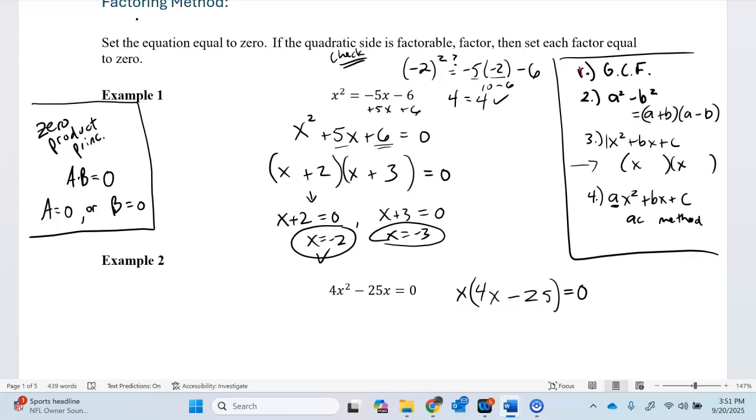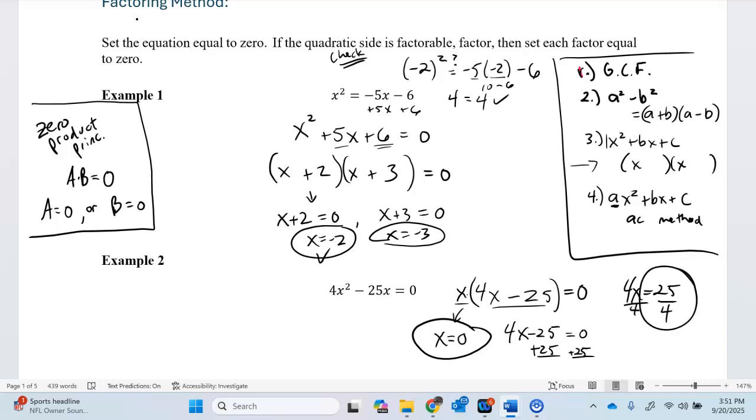And then what's left? Well, I can't do anything else because I don't have a quadratic anymore, right? It's got two linear functions, or two linear statements multiplied together. When I get to that step, I just set each part of the product, this times this, equal to 0. And use that zero product principle. So there's one answer. If I solve this, I'm going to add 25 and divide by 4, and I'll be done. 4x equals 25. And I get my second solution, 25/4.